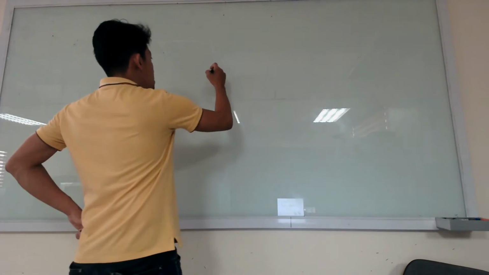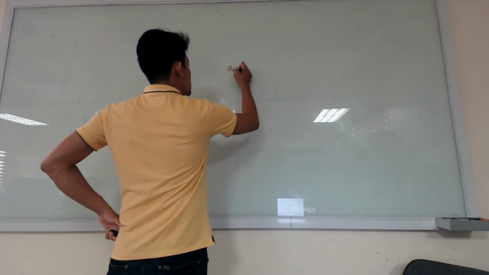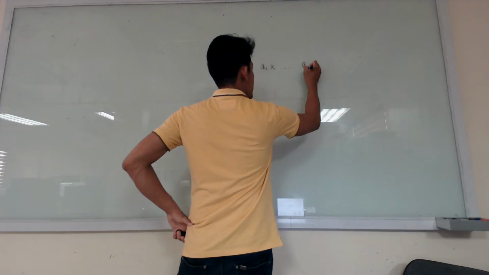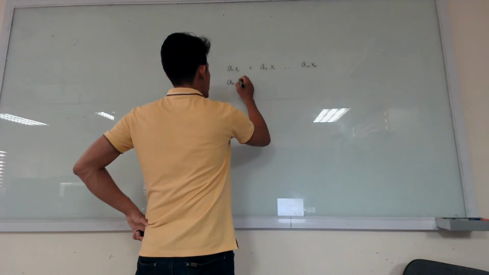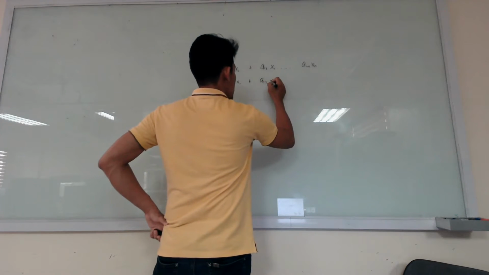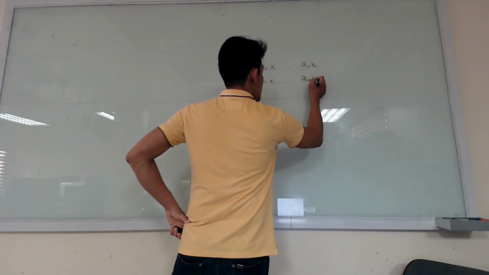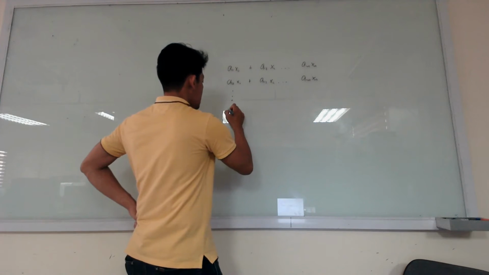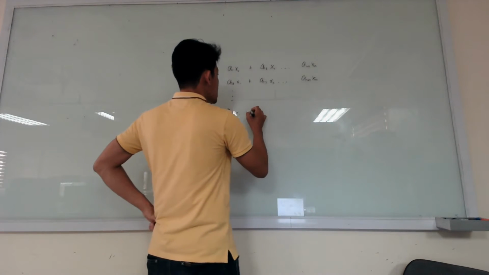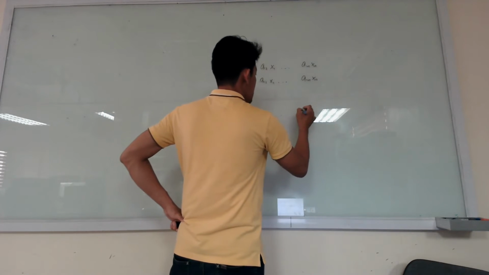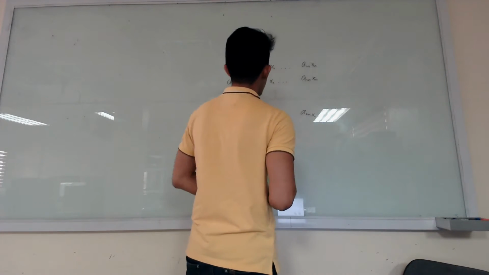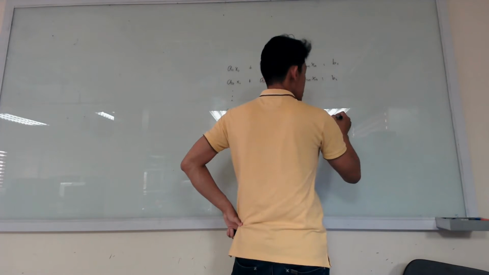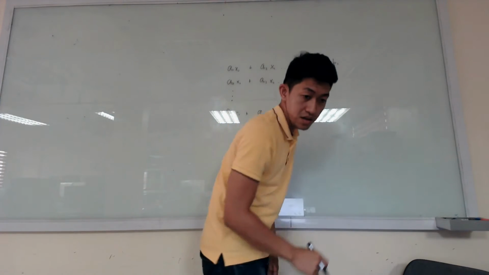Okay, so if you have this system: a11 x1 plus a12 x2 plus ... a1n xn, then a21 x1 plus a22 x2 plus ... a2n xn, and then am1 x1 plus am2 x2 plus ... amn xn, is equal to, by the way, b1 up to bm.